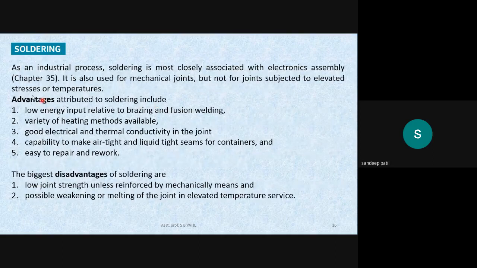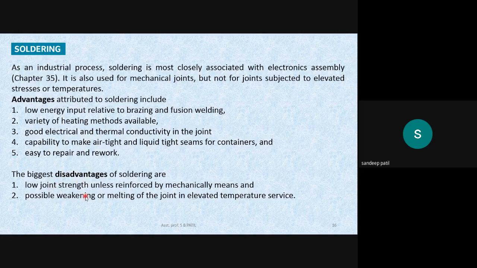Let us see some advantages of soldering. Low energy input relative to brazing. This is one of the differences between brazing, fusion welding, and soldering: the energy input requirement for soldering is very low. Then, a variety of heating methods are available for soldering. Good electrical and thermal conductivity in the joint. Capability to make airtight and liquid-tight seams for containers, as we have seen in resistance seam welding. And it is easy to repair and rework. So these are the advantages of the soldering process.